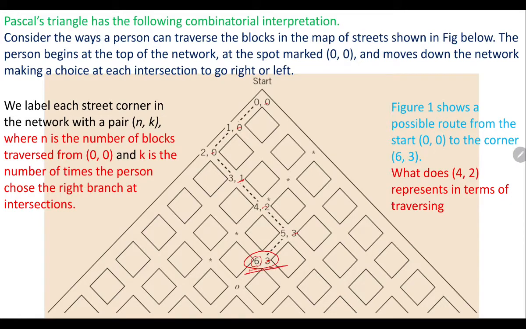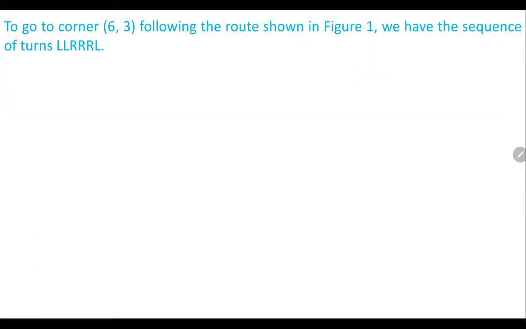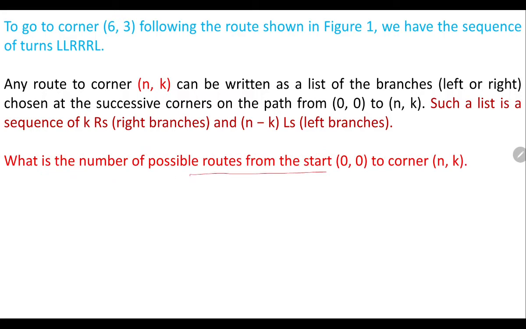So the answer is quite simple, you may already know it. When I write 6 3, I wrote it in terms of first left, second left, then right, and then left. So these 6 positions show that 6 blocks have been traversed, and out of which 3 are right turns. It means that to reach 6 3 I have to pass through 6 blocks, and I have to take 3 right turns, which means that there are total 6 positions, and we have to fit in 3 rights. So the number of ways to select 3 items out of the 6 items is 6C3. So that's why the number of possible routes from 0 0 to n k is nCk.